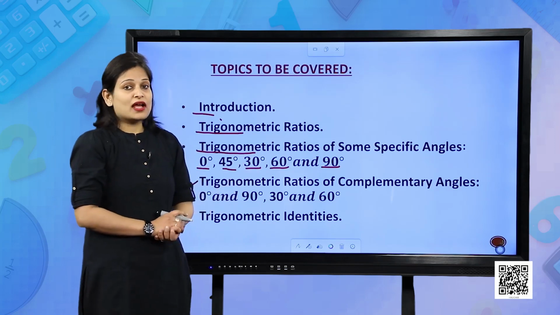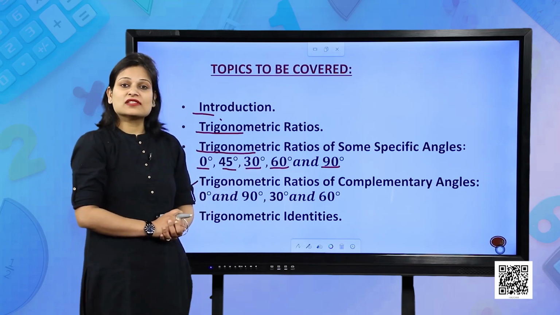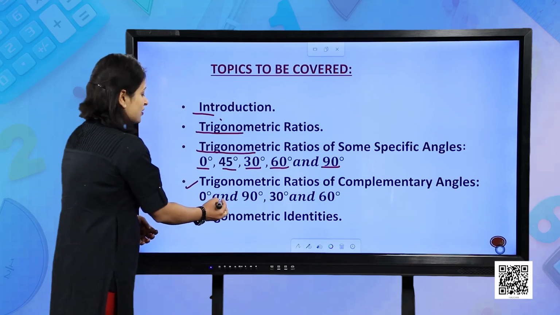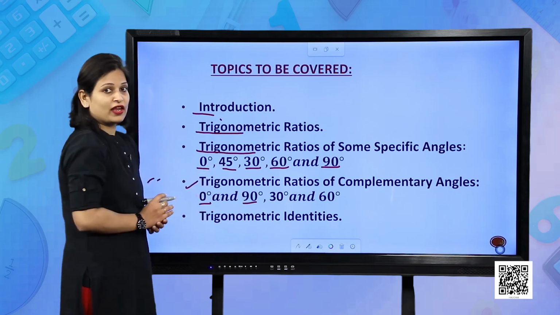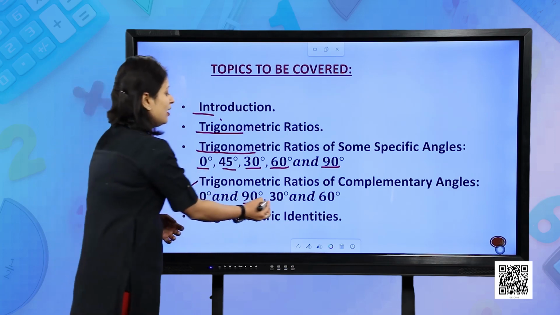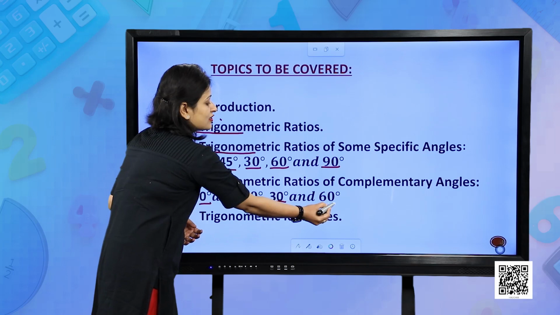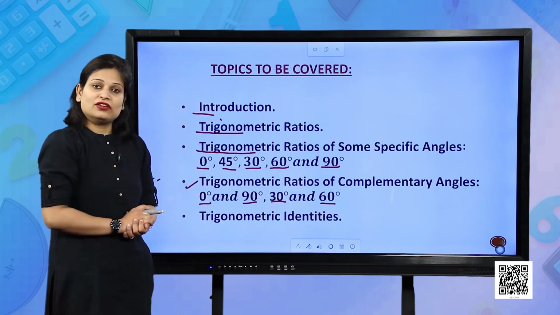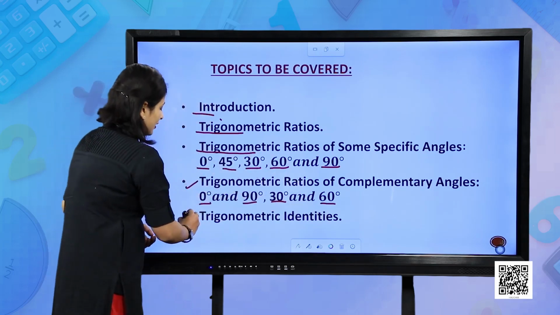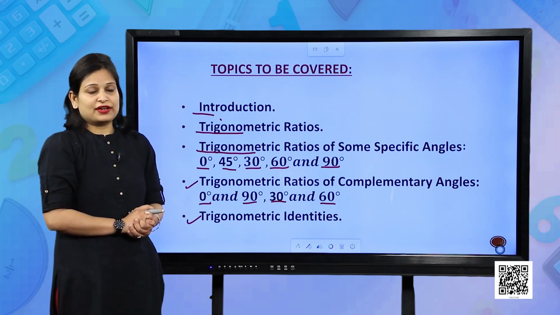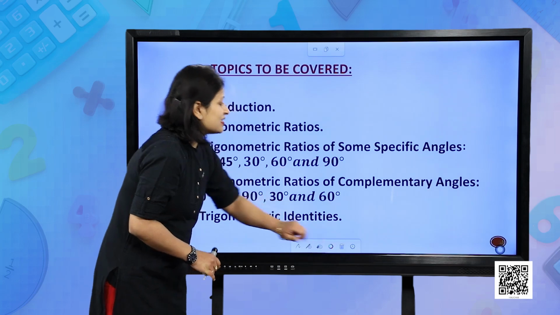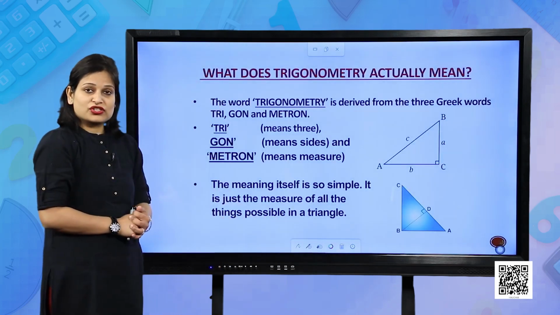Complementary means the sum of two angles must be 90 degree. As you can see, when you add 0 degree and 90 degree, you will get 90 degree only. When you add 30 degree and 60 degree, you will get 90 degree only. And the last, we are going to discuss about trigonometric identities. Now, we will start with introduction.